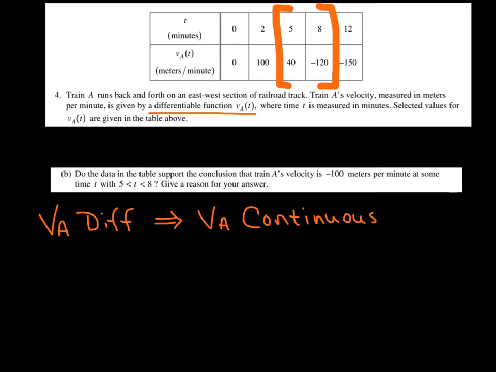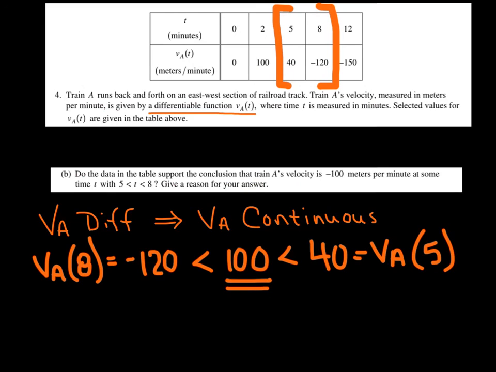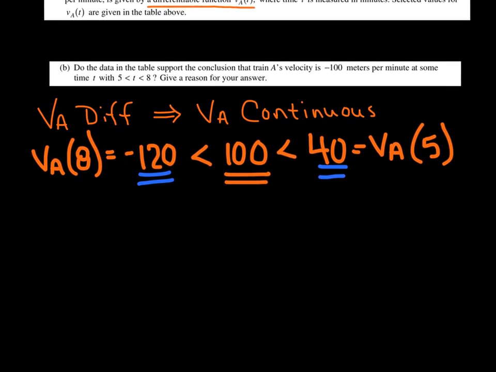So what I'm going to do now is say something like, well, the velocity at t equals 8 was negative 120. That happens to be less than negative 100, which just happens to be less than 40, which was the velocity of train A at t equals 5. So I always want to take the value I'm trying to prove and sandwich it in between two given values. We're going to sandwich it right in there.